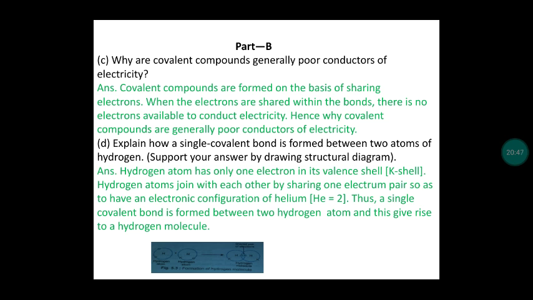That is, He will give its valence electrons as 2. Thus, the single covalent bond is formed between two hydrogen atoms and gives rise to a hydrogen molecule. And you can look, there is the structure of hydrogen with a single bond or single covalent bond. It is given in your textbook also.